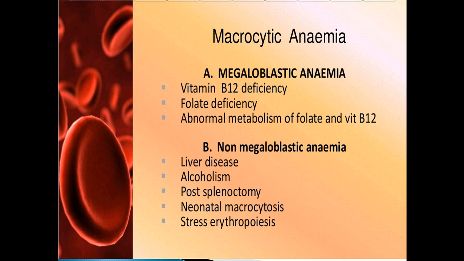Macrocytic anemia is either megaloblastic anemia or non-megaloblastic anemia. Megaloblastic anemia is very important, and it is due to the deficiency of vitamin B12 or folic acid, and also due to abnormal metabolism of folate and vitamin B12. While non-megaloblastic anemia is due to liver diseases, alcoholism, post-splenectomy, neonatal macrocytosis, and stress erythropoiesis.